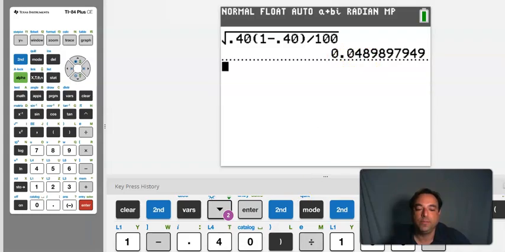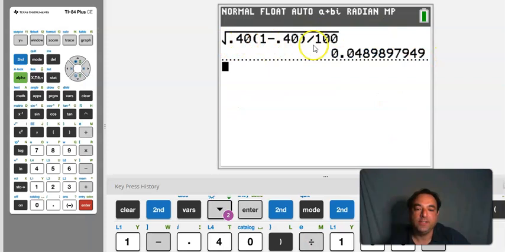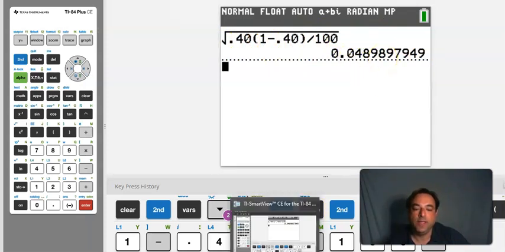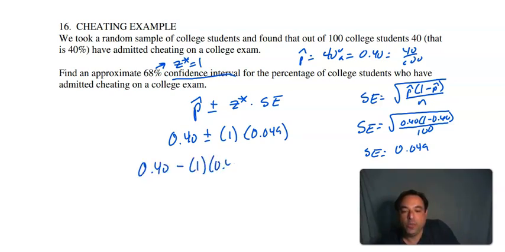0.049, and again, make sure we got that from the SE formula, 0.049, and then we can now fill in our formula. So it's p hat, which is 0.40, plus or minus z star, which is 1, times your SE, which is 0.049. We're going to do one with a minus and one with a plus.